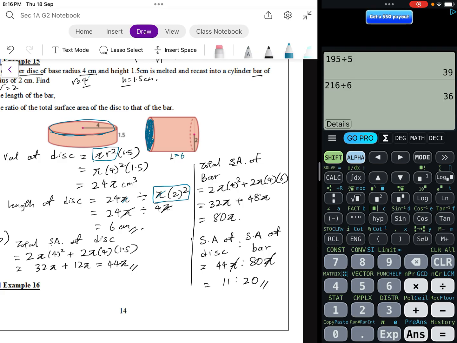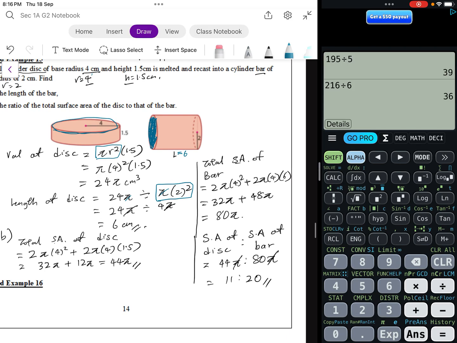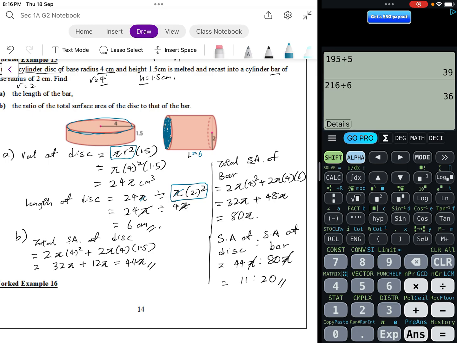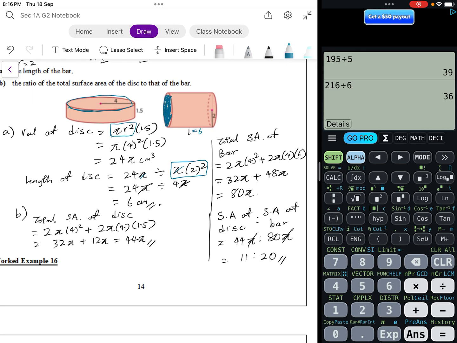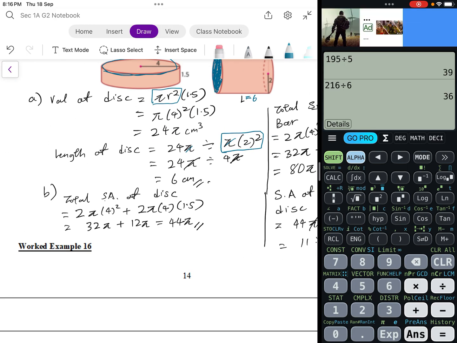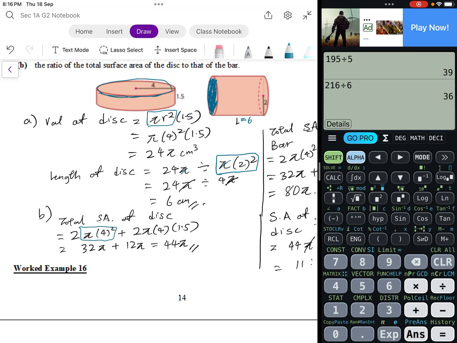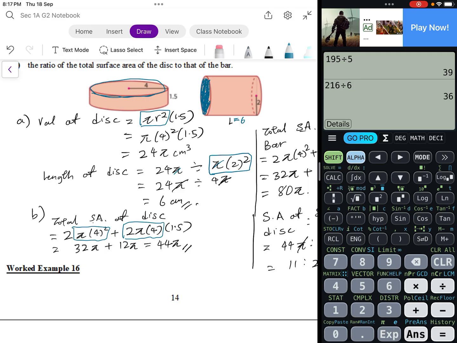Okay, so this is why I leave it in terms of pi, because it's easier to calculate. Then they ask you to find the ratio of the total surface area of the disc to that of the bar. So you find two areas of circles for the disc, the cylinder disc, plus the giant rectangle, which is your circumference of circle times height. I will get 44 pi.